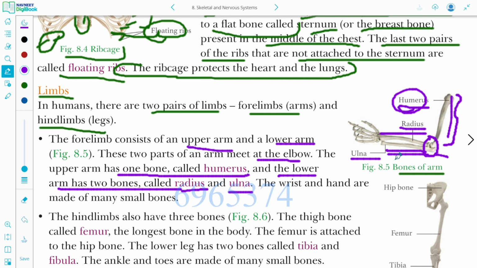ठीक है, 2 bones दिखाई थी ना मैंने आपको. ऊपर वाली बोन कौन सी है? रेडियस. और नीचे वाली कौन सी है बच्चे? अल्ना. The wrist and hand are made up of many small bones. Wrist, ये wrist हो गई आपकी, और ये क्या हो गया आपका? Hand. ये किससे बना हुआ है? बहुत सारी small bones. ठीक है.